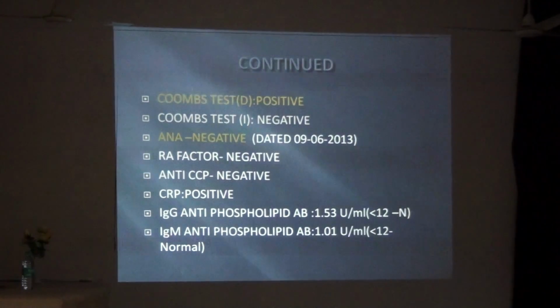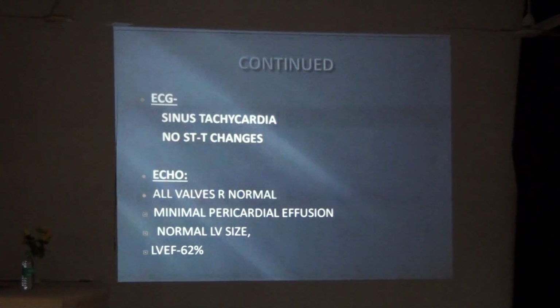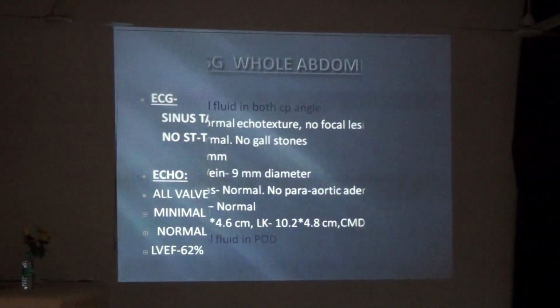Coombs test direct is positive. Coombs test indirect negative, with ANA negative. Again RF factor negative, anti-CCP negative, and both IgG and IgM anti-phospholipid antibody is negative. ECG: there is sinus tachycardia with no ST-T changes. Echocardiography finding: left ventricular ejection fraction is 62%, all others are normal.